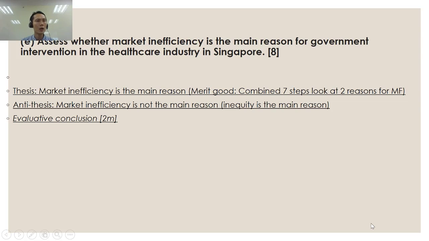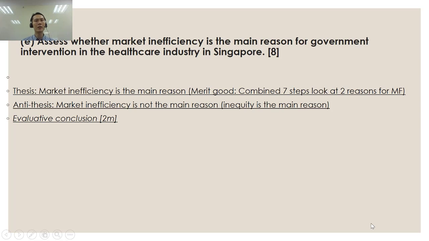Moving on, assess whether market inefficiency is the main reason for government intervention in the healthcare industry in Singapore. What is the question testing you upon? The question is testing you upon the reasons for the causation of market failure. What are the various causations of market failure that you know of? We can say that the main reason for government intervention is due to market inefficiency.